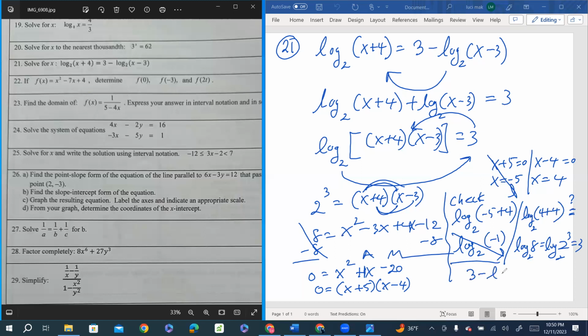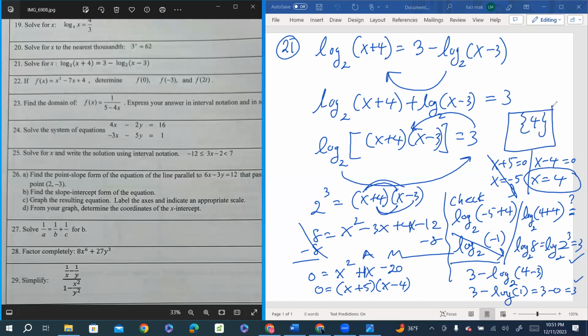3 minus log base 2 of 4 minus 3. So 3 minus log base 2 of 1. We know log base 2 of 1 is 0. So 3 minus 0 is 3. So left side is equal to right side. So that check is good. So the only answer is 4.